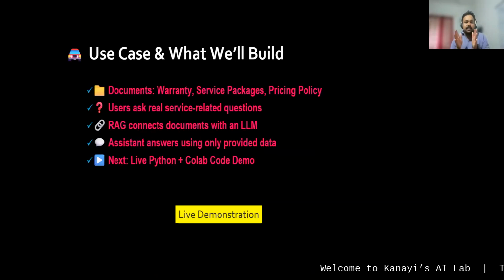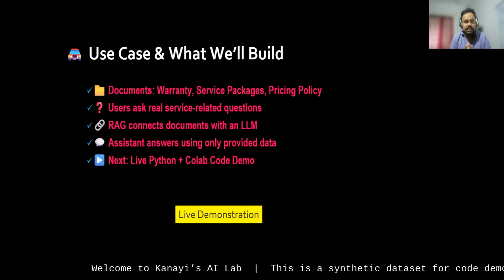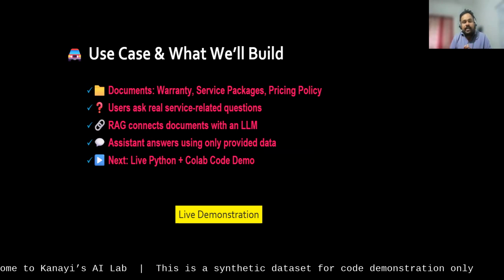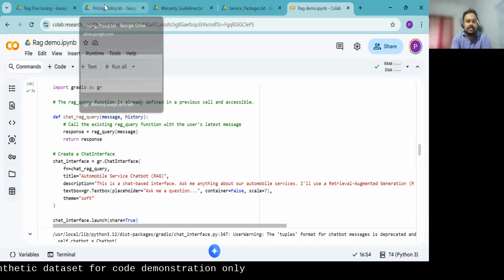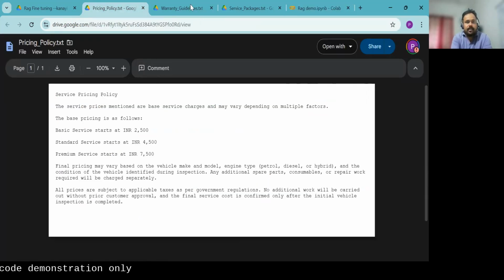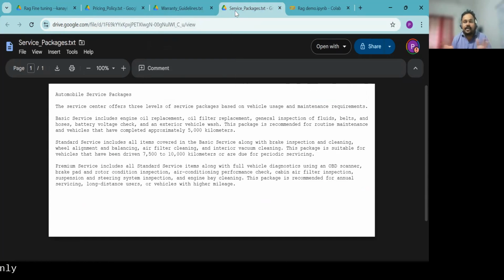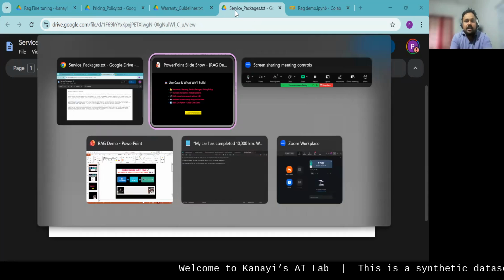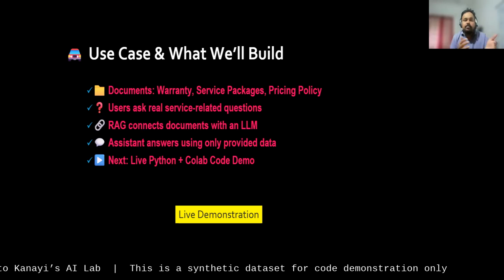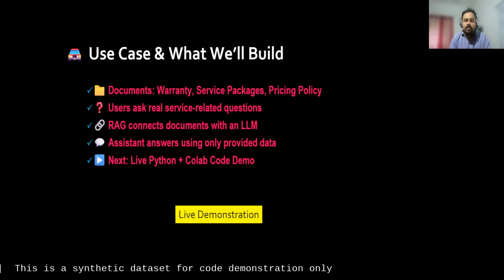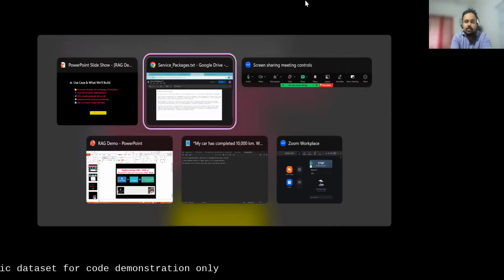So we are going to start with the demonstration. As I mentioned, we have a case study from an Automobile Service Center. We have documents: warranty records, service packages, pricing policy, etc. You can see here we have the text of service pricing, warranty guidelines and service packages. Rather than going into the records every time, we are going to build a conversational AI agent using an LLM with RAG. When the user gives a query, the machine will give the response. So let us go to the demonstration code.